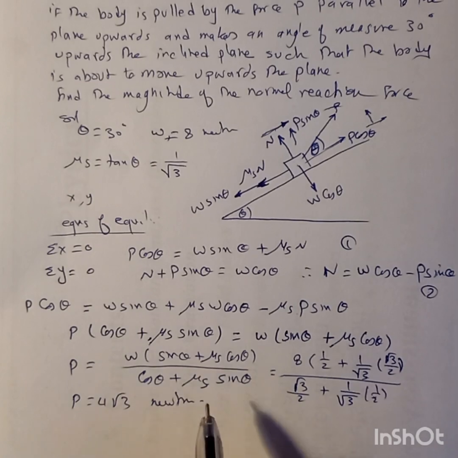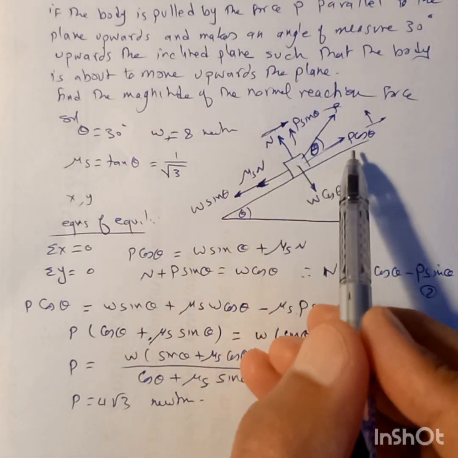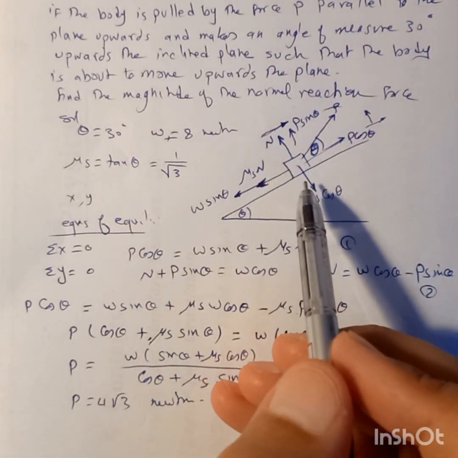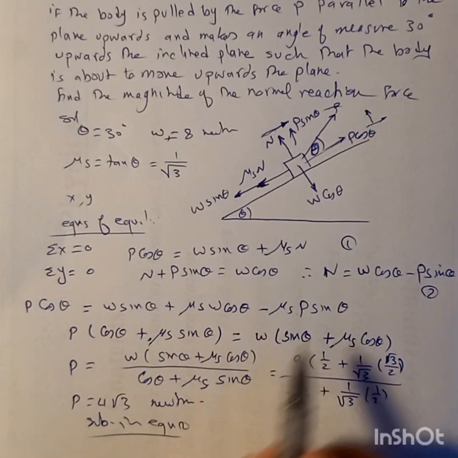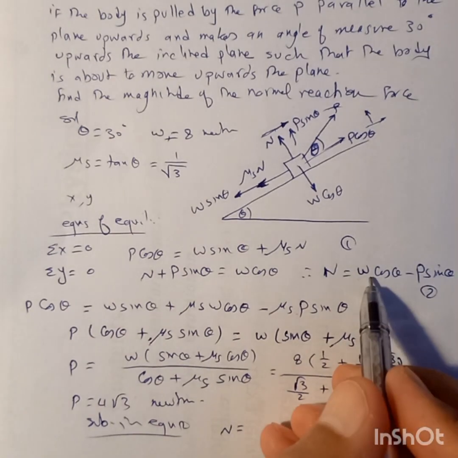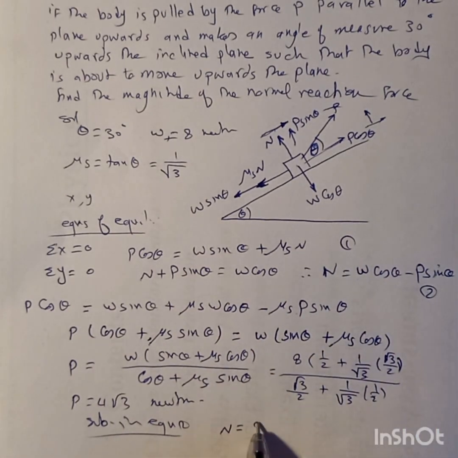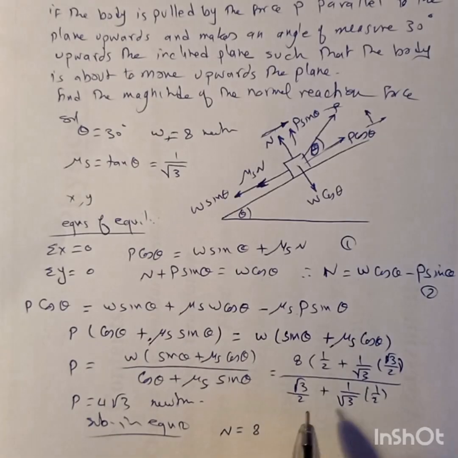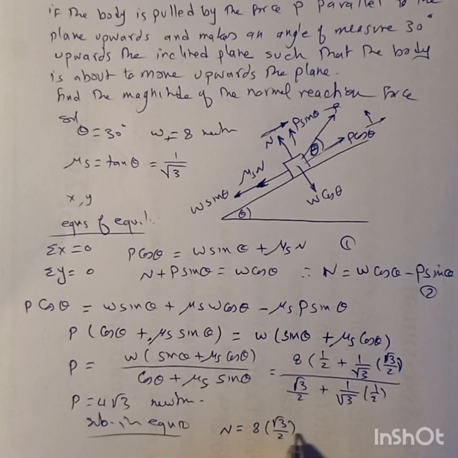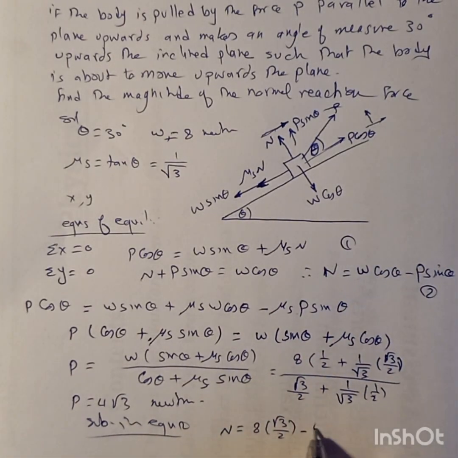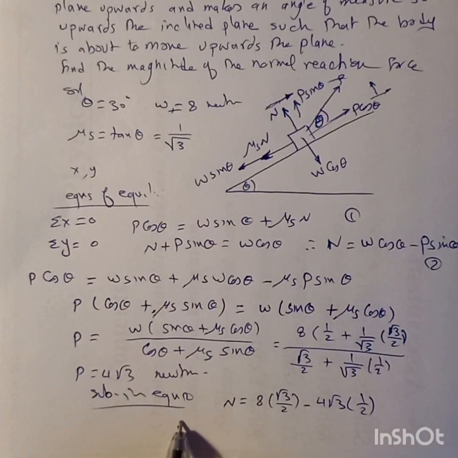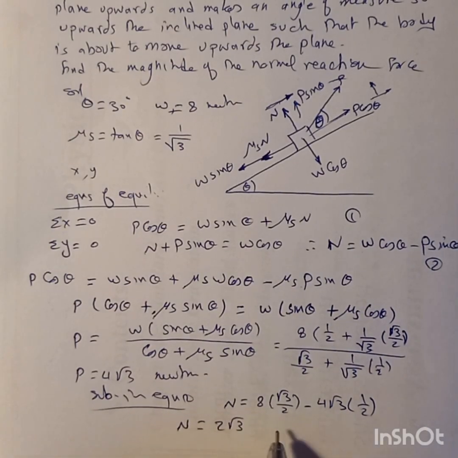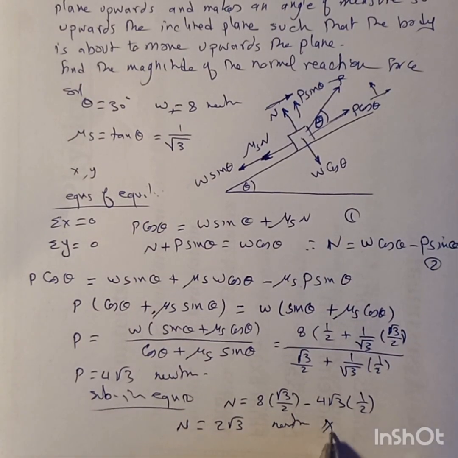To find the normal reaction of this inclined plane to this body, we can substitute in equation number 2, for example. Then we have N equals W, which is 8, times cosine 30, root 3 over 2, minus P, which we found before, root 3 times half, sine 30. Then we have here normal reaction force equals 2 root 3 Newton, and this is required to find.